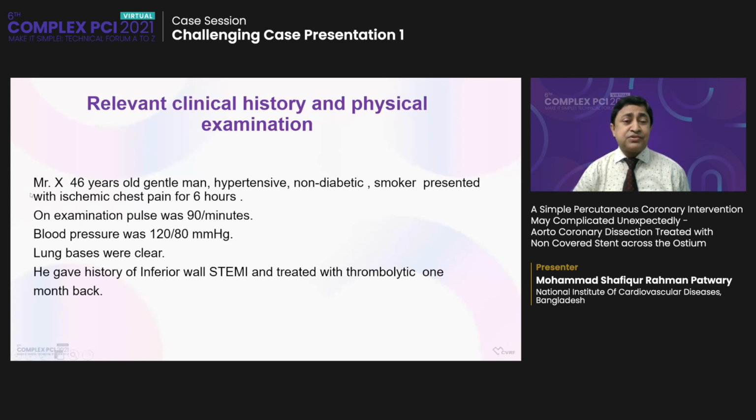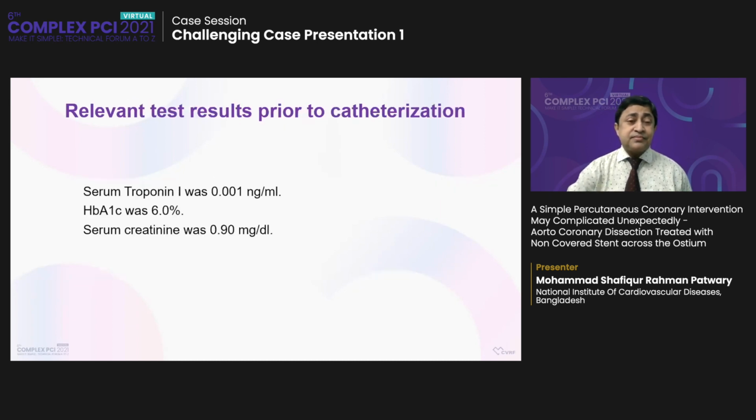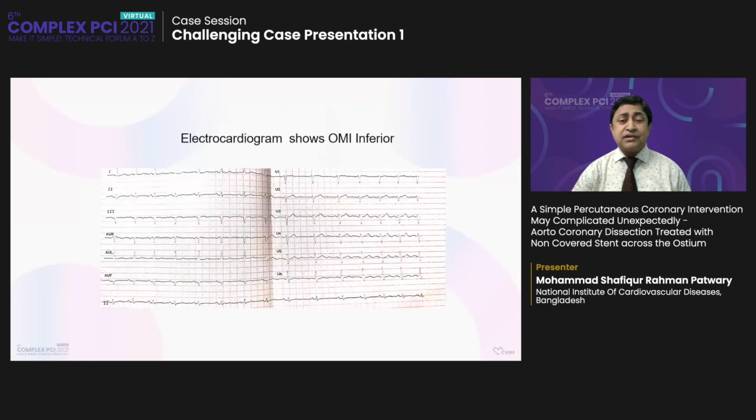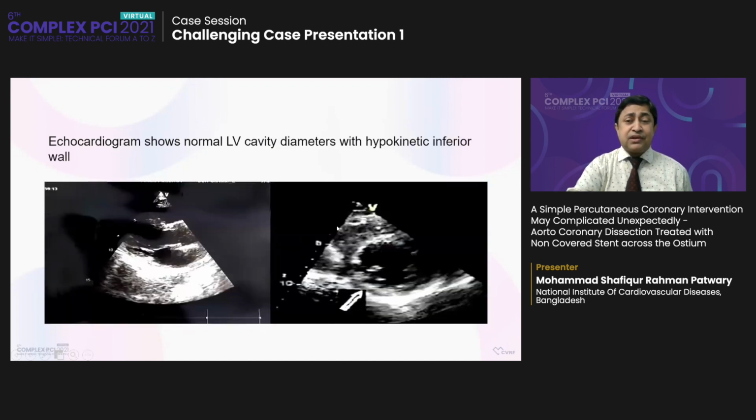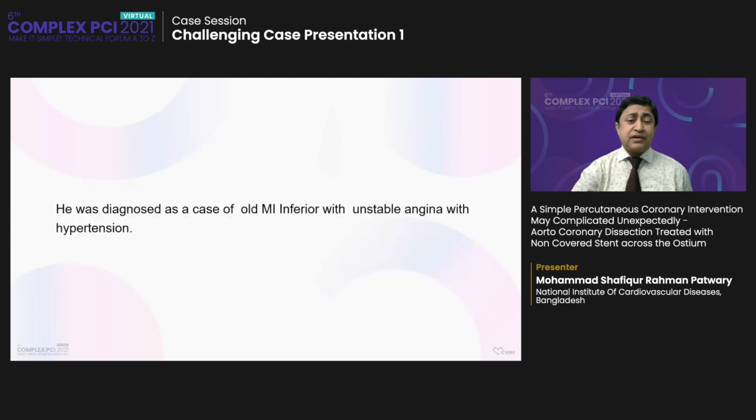The history shows Mr. X, a 46-year-old gentleman, hypertensive, non-diabetic, smoker, presented with ischemic chest pain for 6 hours. Examination shows that he was hemodynamically stable, and he had a past history of inferior wall ST-elevation myocardial infarction treated with thrombolytics 1 month back. Biochemical tests were within the normal range, the electrocardiogram shows old MI inferior, and the echocardiogram shows an ejection fraction of 62% with inferior wall hypokinesia. He was diagnosed as a case of old inferior myocardial infarction with unstable angina with hypertension.